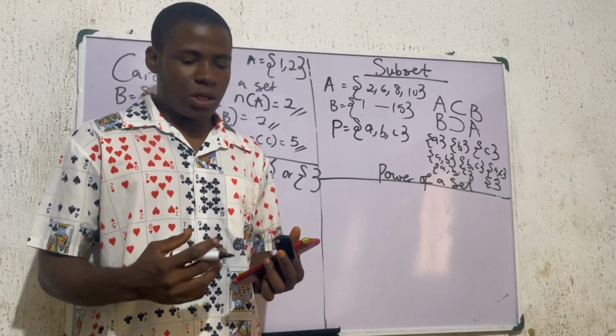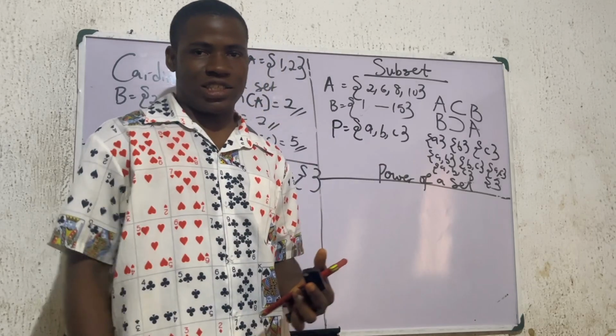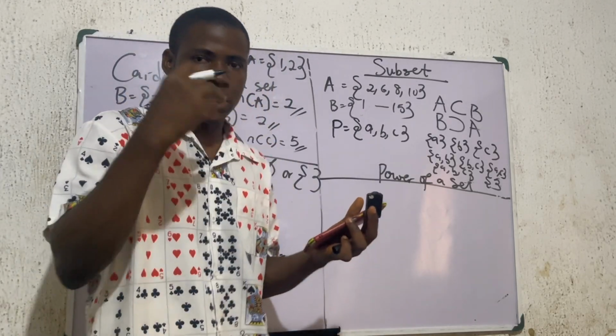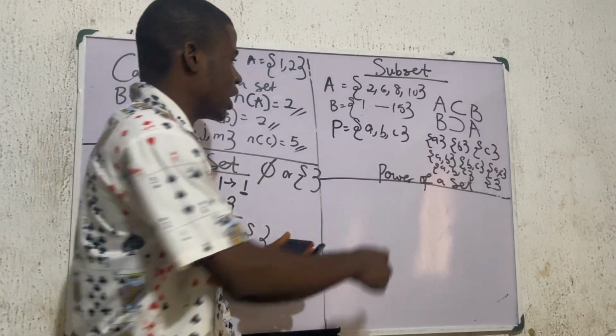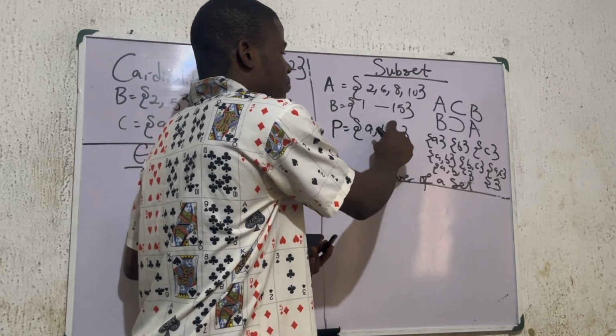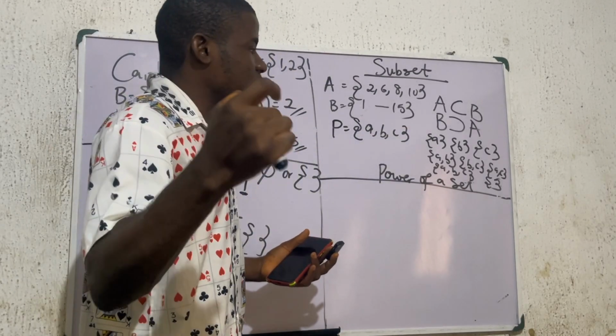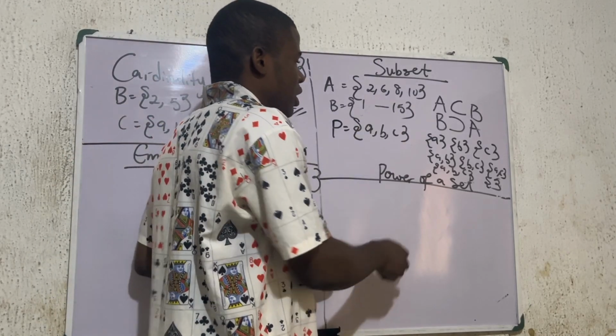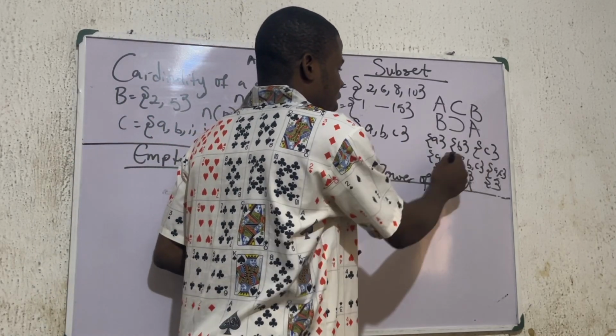Now, power of the set refers to all subsets of a set, all the possible subsets you can find in a set. Now, what are the elements in set P that I used initially? The elements in set P are A, B, and C. Now, all the possible subsets I can find in A, B, and C. I have A, B, C.